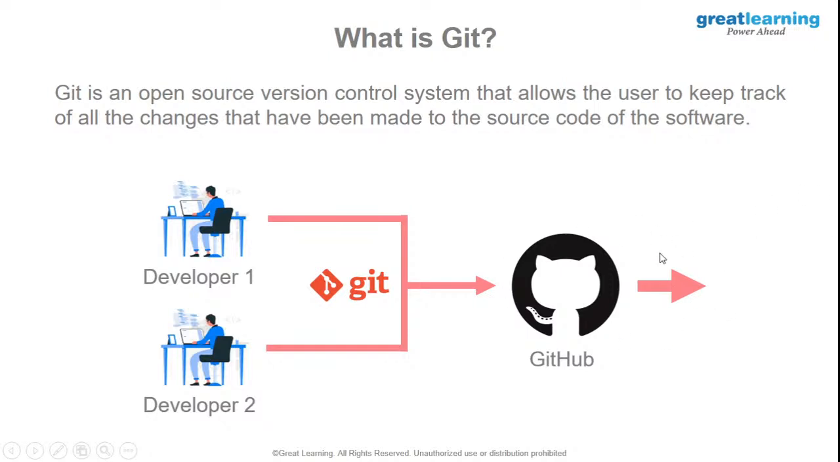Deploying means putting the software in a production environment or a server and giving it to the end users. Yeah. So that's an amazing thing about GitHub too.